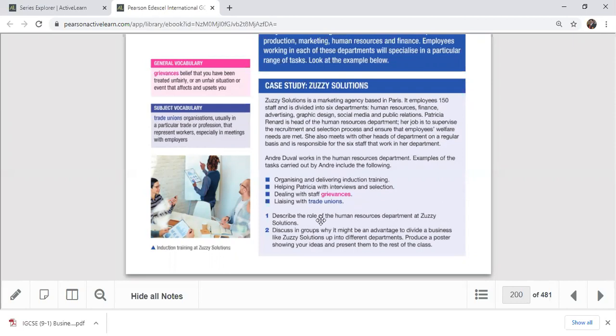You can see the task: describe the role of the human resource department of SUSI Solutions. Discuss in groups why it might be an advantage to divide the business in SUSI Solutions into different main functions. You can see the human resource department. There are certain functions there: recruitment, selection, training, everything. So many things are there for the organization. But in this case study, I'll share with you the main ones we need to know.